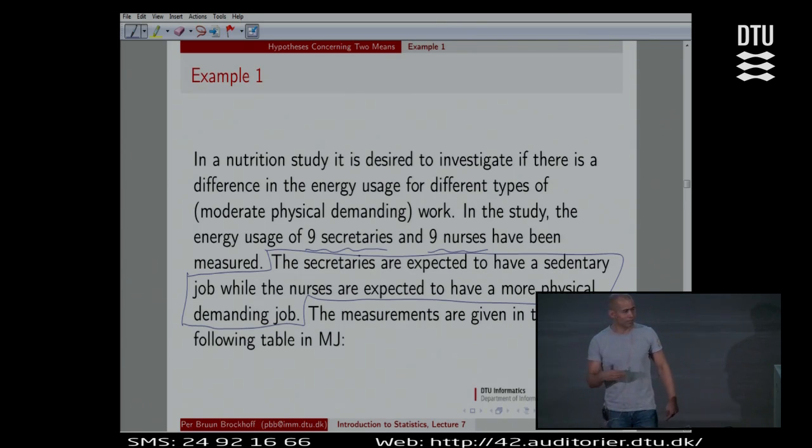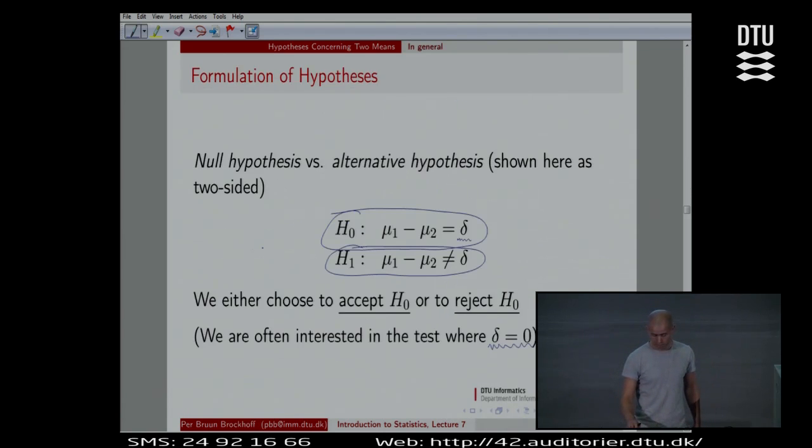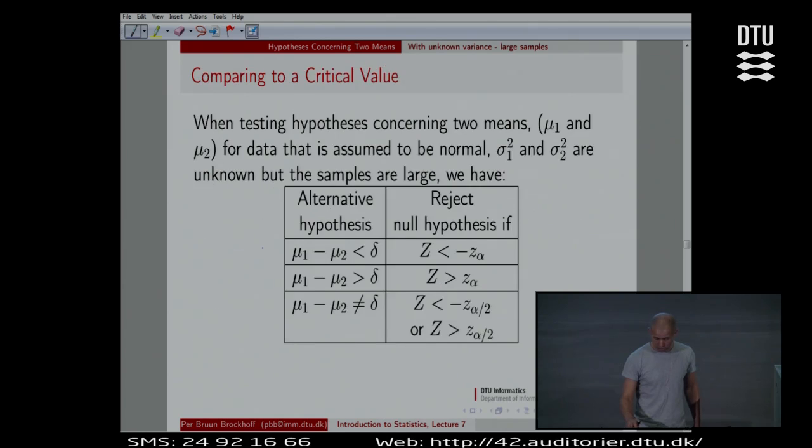Anyway, while the nurses are expected to have, and that's more understandable for me at least, a more physically demanding job, right? Those are the key words to us to say I'm expected to do a one-sided hypothesis test, where the only alternative to them being the same is that the nurses use more energy, right? So that's how we should read this. Here the additional information was given to us. Okay. They want me to do a one-sided test.